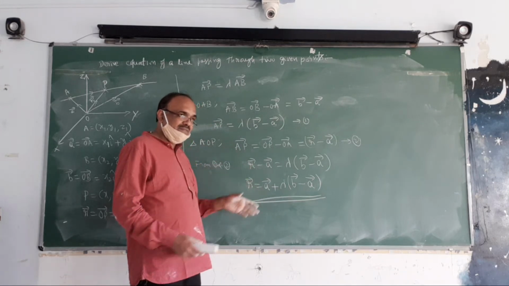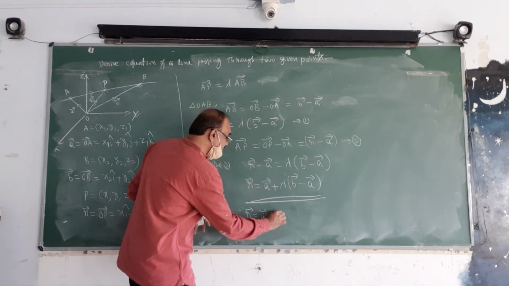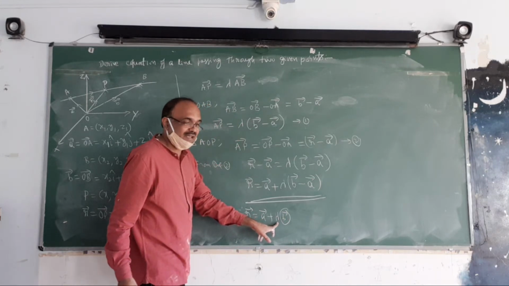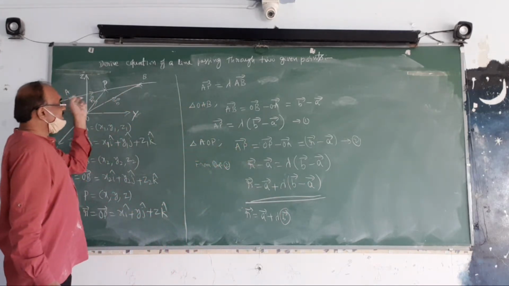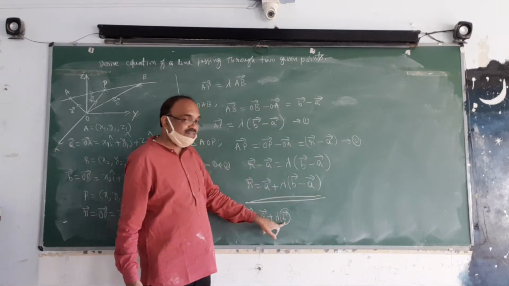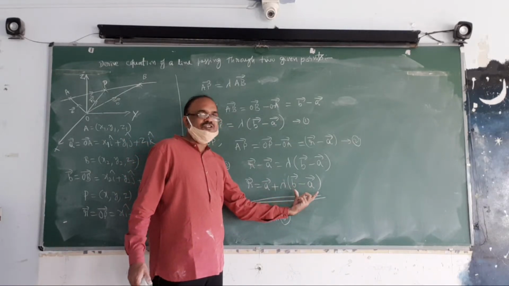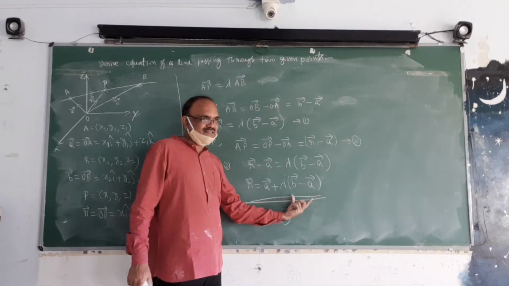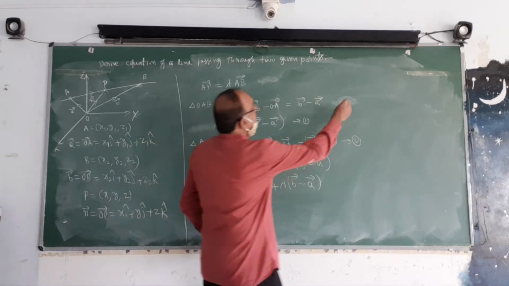If you compare with your previous equation, the previous equation is vector A, the given point, plus lambda times your direction ratios. Vector B minus A is nothing but the direction ratios of this line. Same thing here. The only difference is that earlier they gave the direction ratios, and here they give 2 points. From those 2 points you can get the direction ratios, that is B minus A, the difference of 2 vectors. That's it.